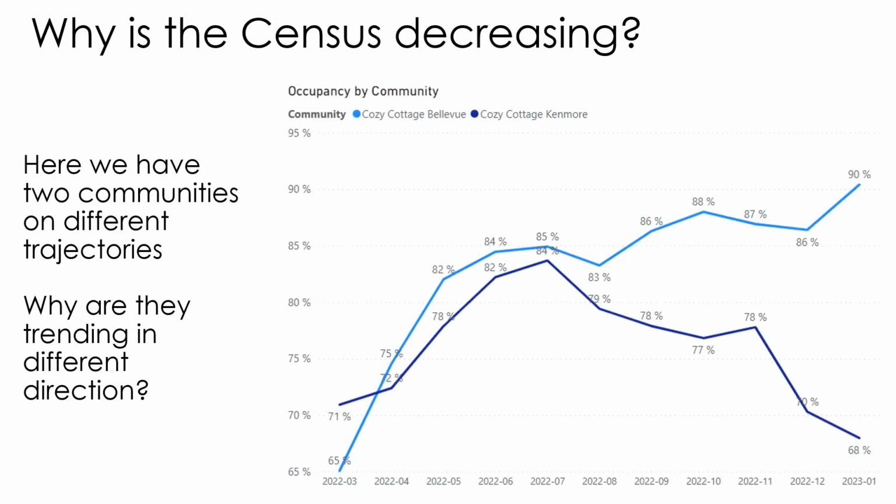So in this example, we're looking at two buildings, and they have a different trajectory. Obviously, one is going where you want it to go, and one is falling down. And so how can we use analytics and figure out maybe some clues about why they're going in this direction.